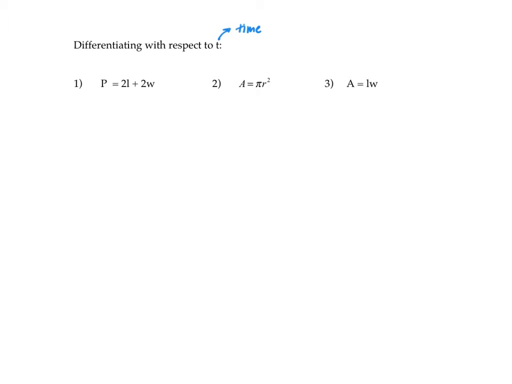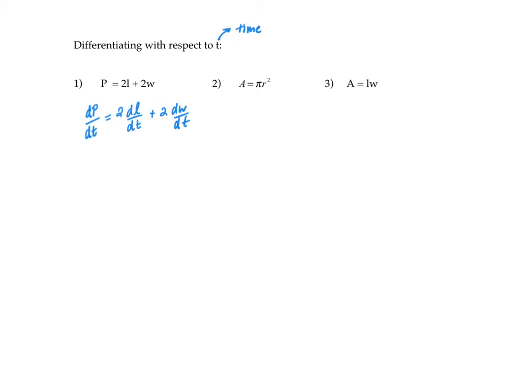If we want to differentiate with respect to time, it would look like this. So the derivative of P over dt. So you're taking the derivative of perimeter with respect to time. And then that would be equal to 2 dL/dt plus 2 dW/dt. So it's the derivative of each of those particular variables with respect to time.